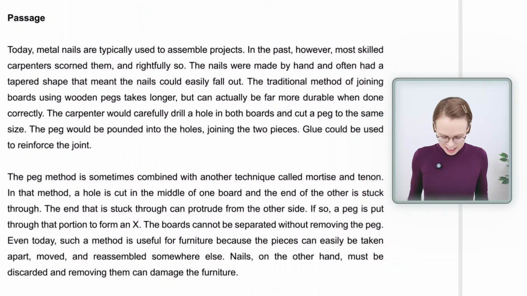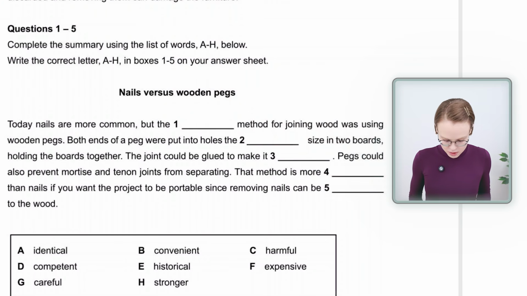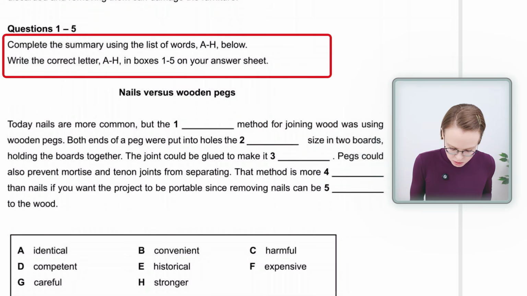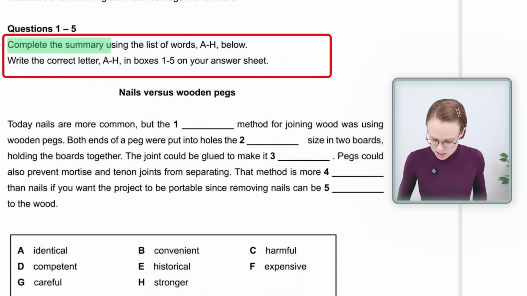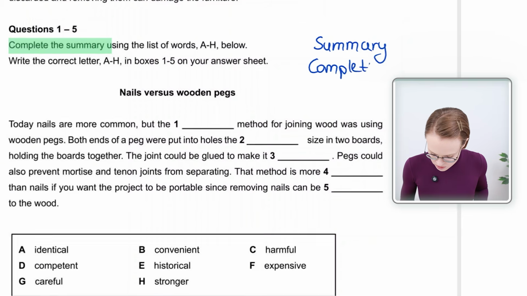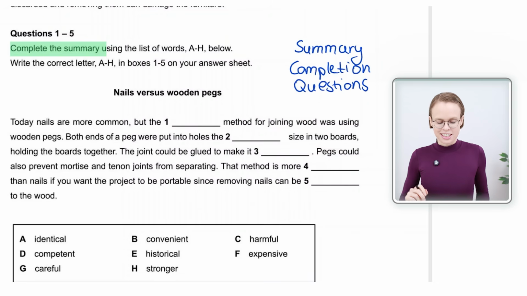And now let's get started. Here you can see the reading passage, and here are the questions. Questions 1 to 5. First, let's have a look at the instructions. What do they say? Complete the summary using the list of words A to H below. So here it says complete the summary, and now you know that these are summary completion questions. I'm going to write this down here. Summary completion questions.